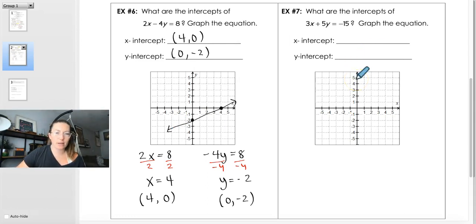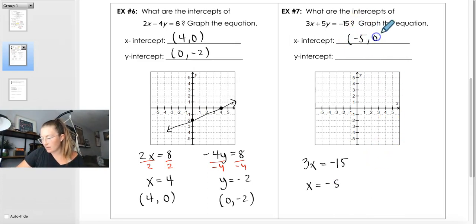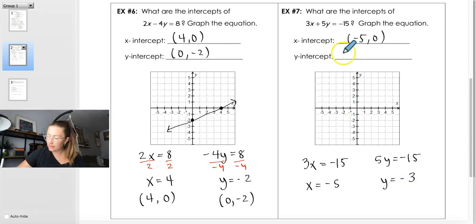Alright, go ahead, pause the video, do example 7 on your own. Unpause it when you're ready. Okay, so this one, again, cover-up method. So to find the x-intercept, I cover up the y. I'm going to get 3x equals negative 15. Hopefully I don't have to show this step. Divide each side by 3, so I get x equals negative 5. So this is negative 5, 0. Find the y-intercept, we cover up the x. So I'm going to get 5y equals negative 15, so y equals negative 3. So this would be 0, negative 3.